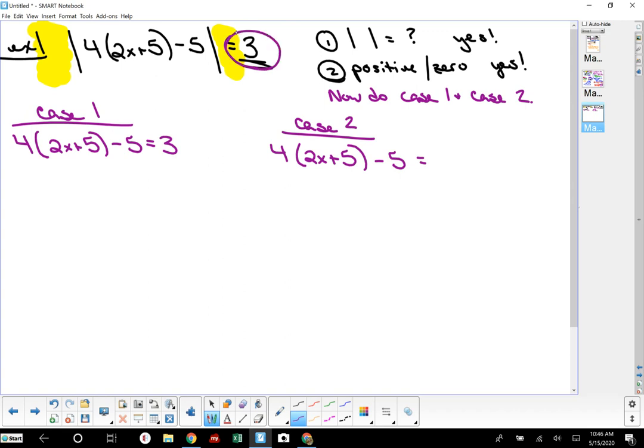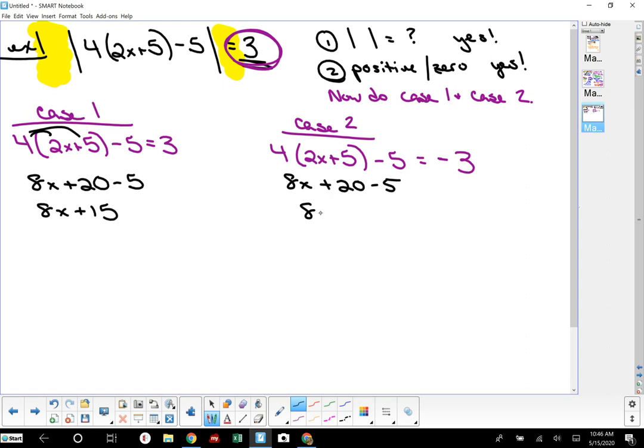Equals whatever this is has to become negative. Okay, and now we're going to solve both parts. You can kind of solve them simultaneously if you want. This left side's identical, so this is going to give me 8x plus 20 minus 5, 8x plus 15. I'm going to have exactly the same thing over here, right? 8x plus 20 minus 5, 8x plus 15.